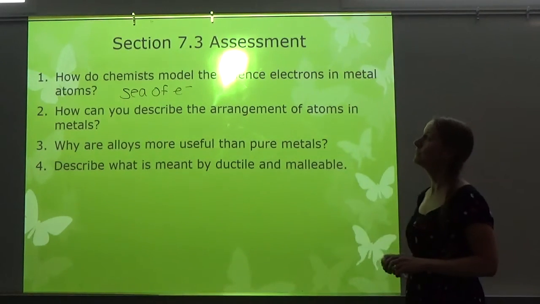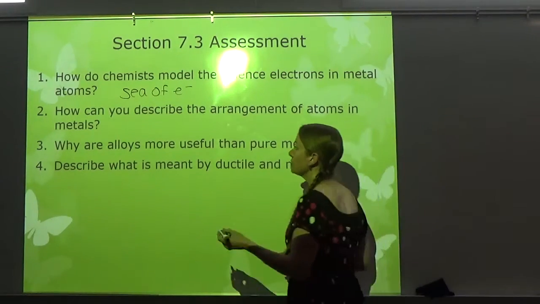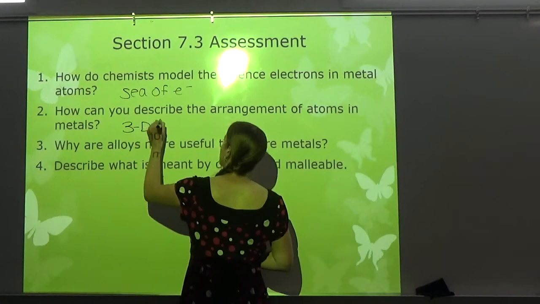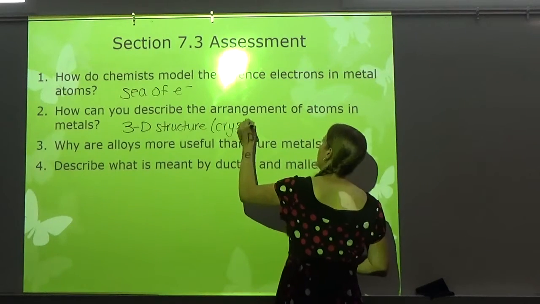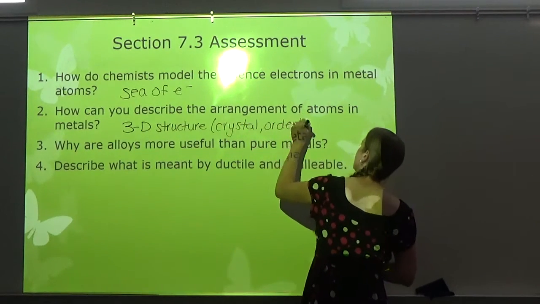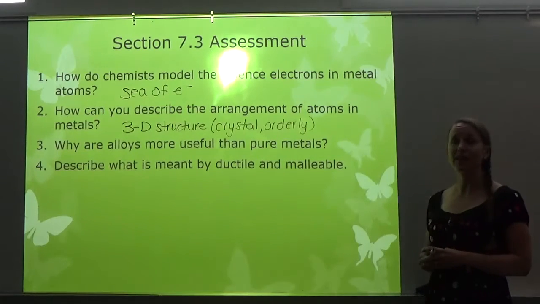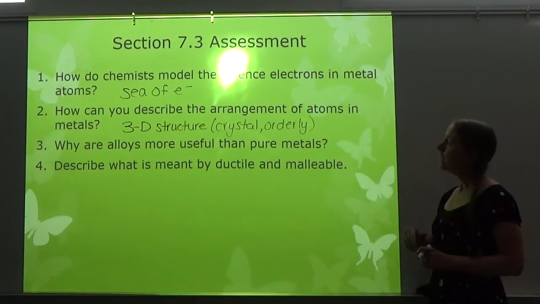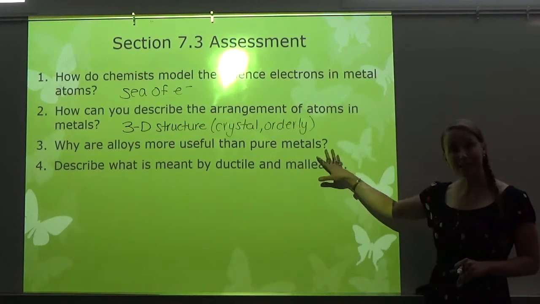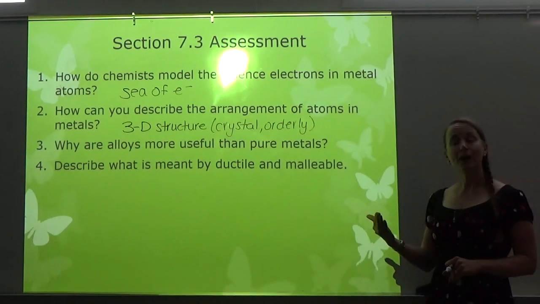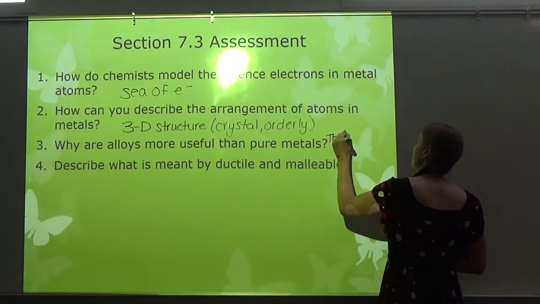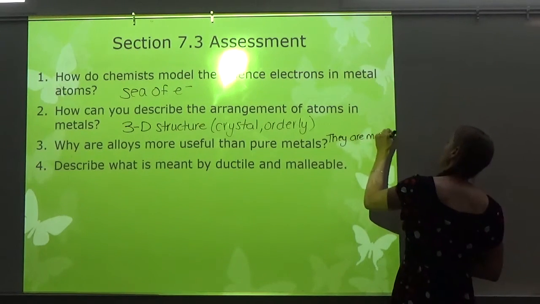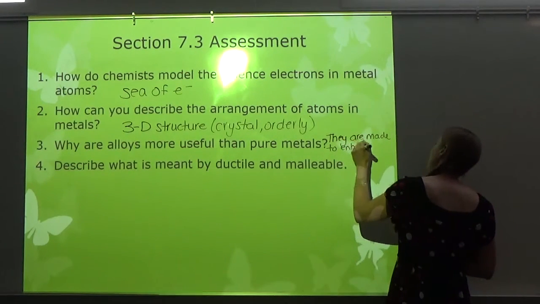They can move around. How can you describe the arrangement of atoms in metals? Well, it is a crystal, so it's a 3D structure. Or you could say orderly. There are lots of ways that you can describe the arrangement of atoms in metals. Why are alloys more useful than pure metals? Remember, alloys are made to enhance positive properties and get rid of negative properties. So they are made to enhance positive qualities.